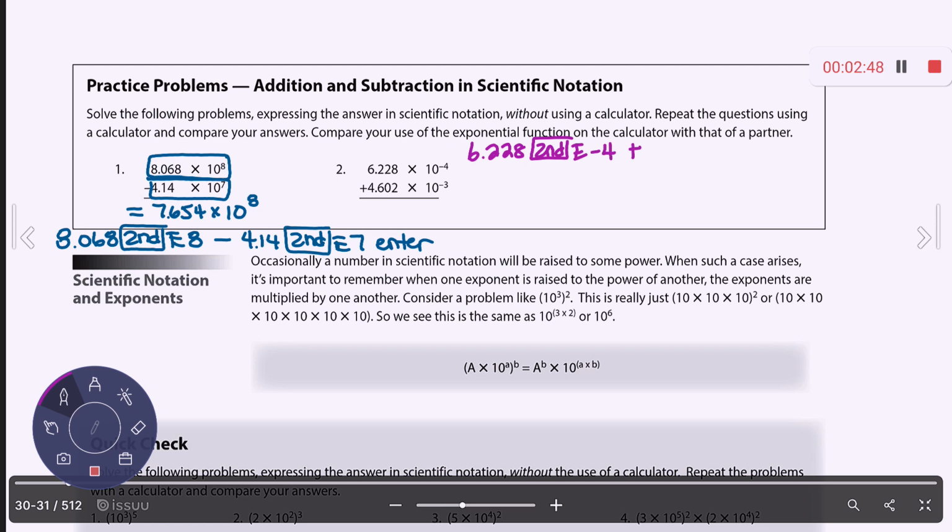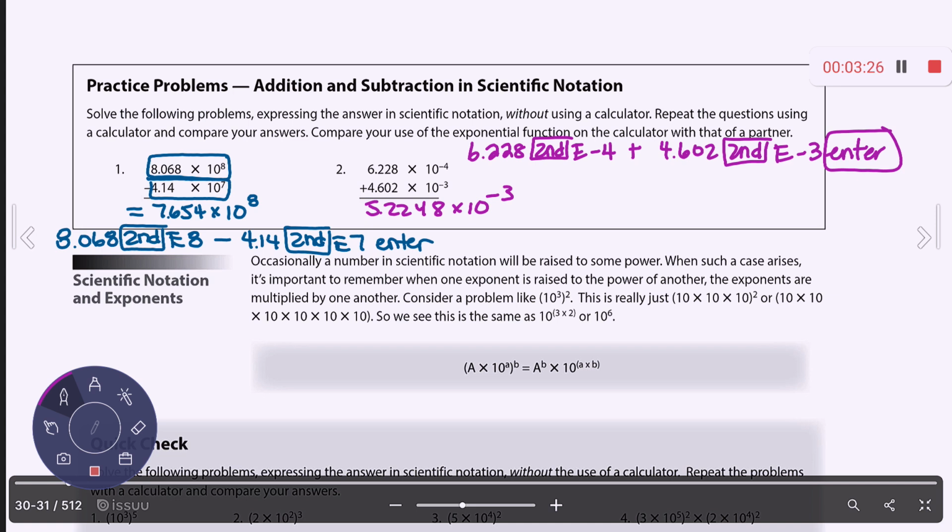Make sure you guys are using the negative key on the exponent and not the subtraction key because you'll get an error. Okay, so those are the keystrokes that you guys are using. I got 5.2248 times 10 to the negative 3. Is that what you got? Awesome. Okay, any questions for me on that?